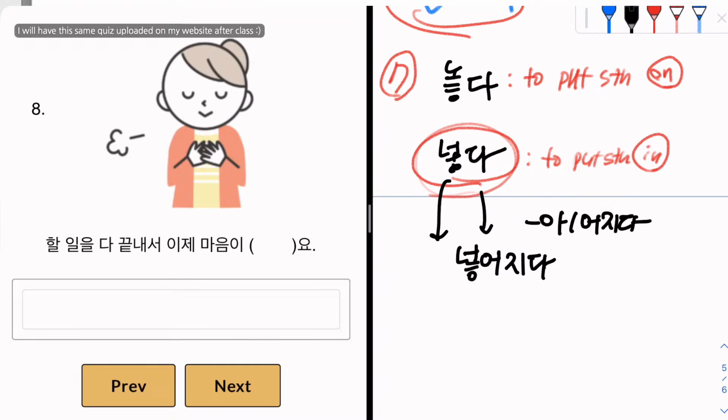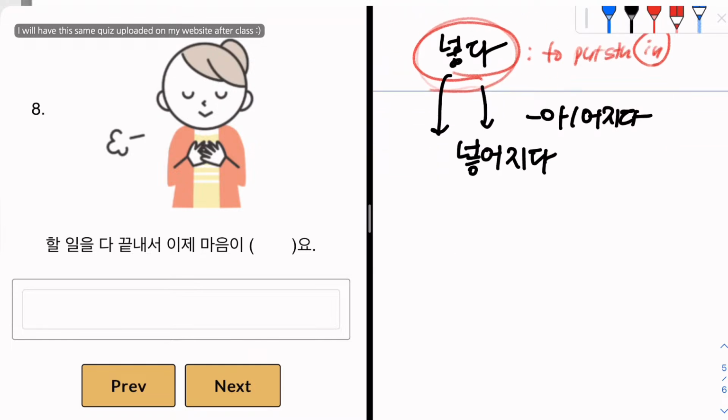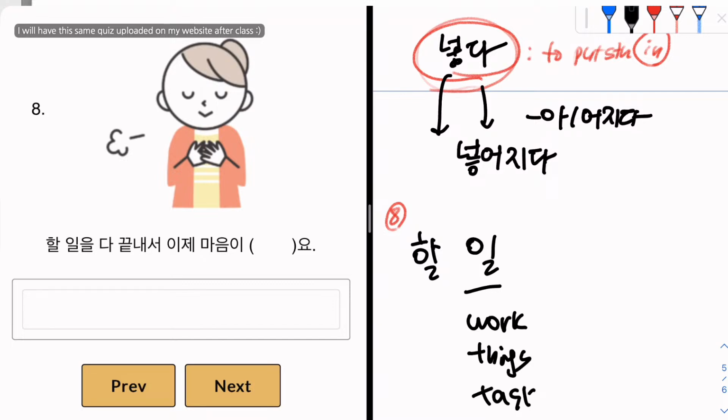할 일을 다 끝내서 마음이 blank요. So 할 일, guys, 할 일. So 일 means work or things or tasks, and it's combined with the ㄹ suffix and the 하다 verb. So, literally, things that I will do. So 할 일 literally means things to do, or chores to do. So 할 일, things to do.